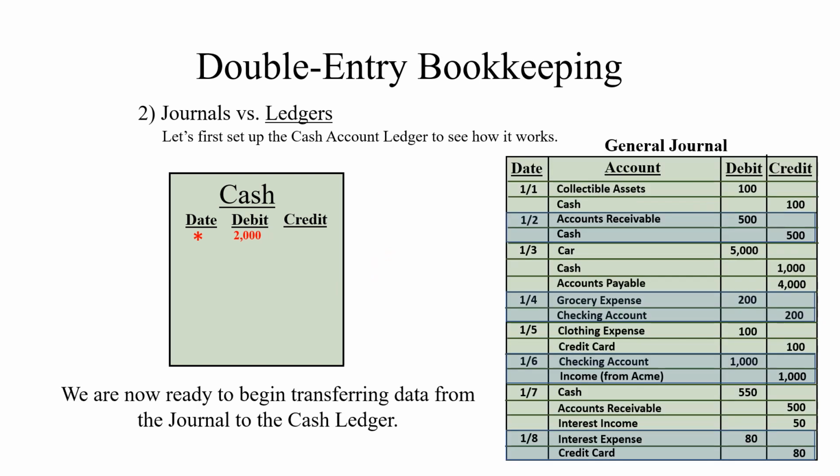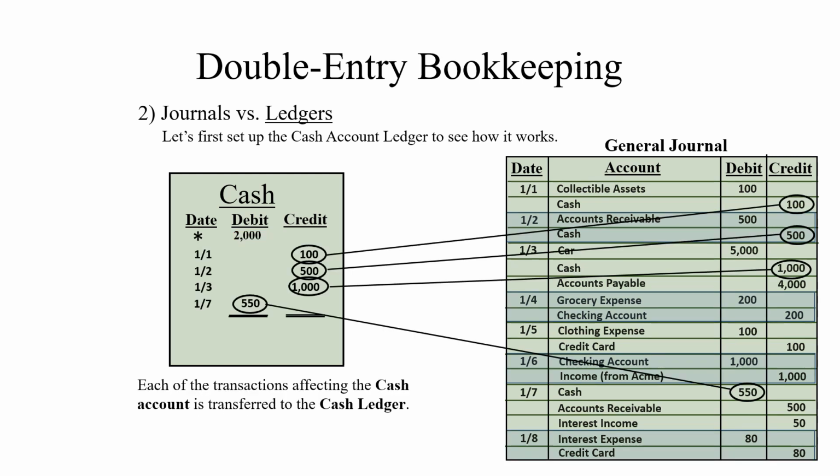Now we're ready to begin transferring data from the journal to the cash ledger. Each of these transactions from the journal affecting the cash account is transferred to the cash ledger. Pause the video for a moment to make sure you understand where each of these entries in the cash ledger come from.